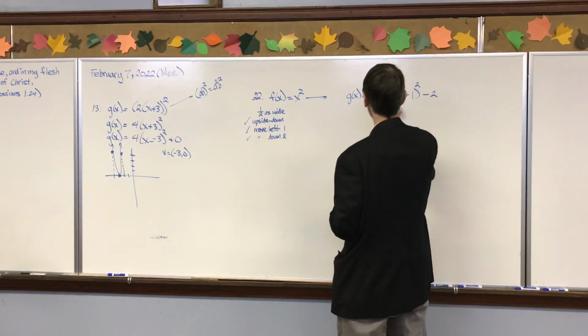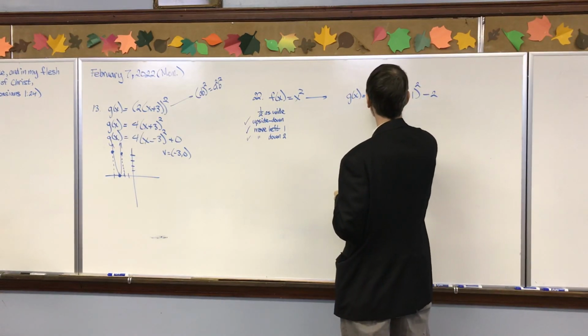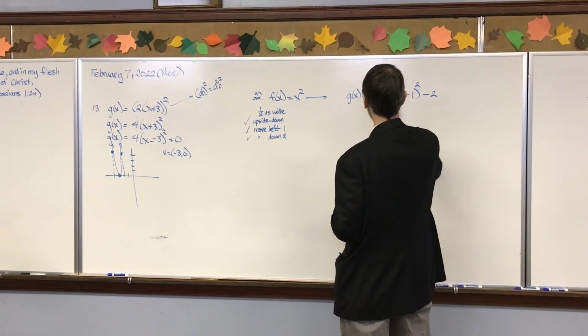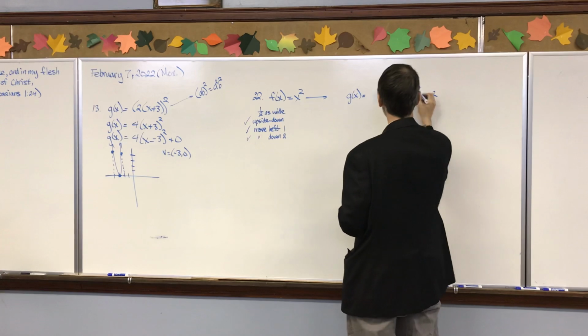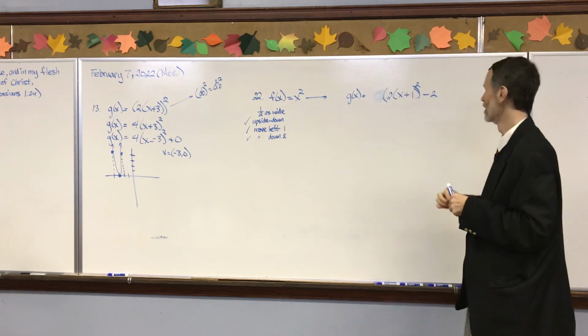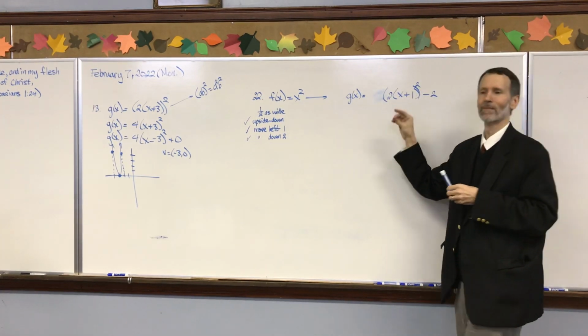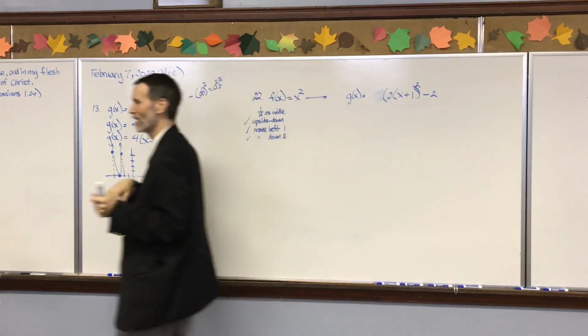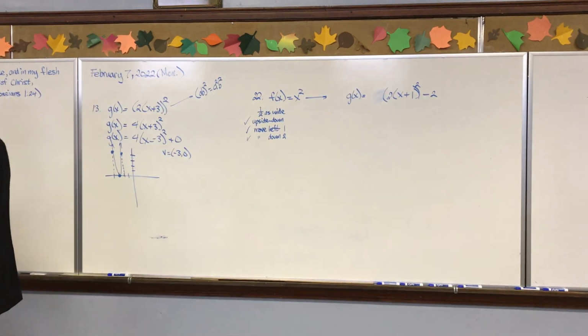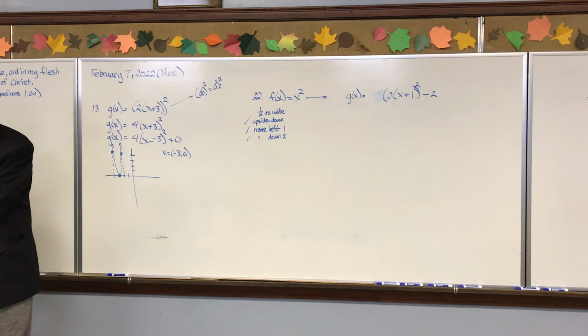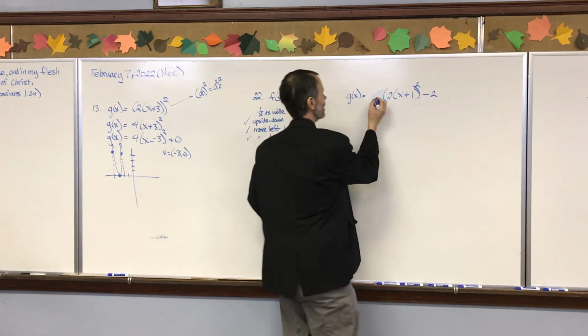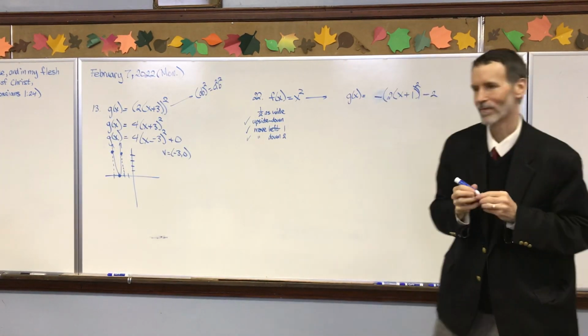Here's what it looks like. I'm going to scoot this over just a little bit. Put a 2 here, and then I want this entire thing in parentheses, because I want it in the input. Anything inside the squared is input, anything outside the squared is output. Good? And then put my negative back where it belongs.